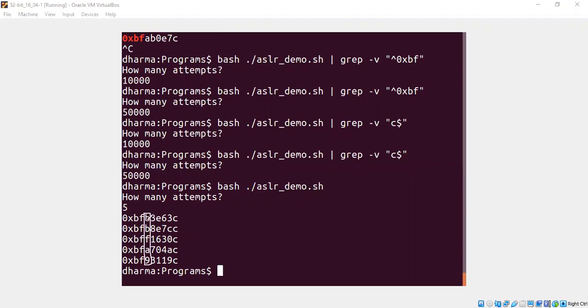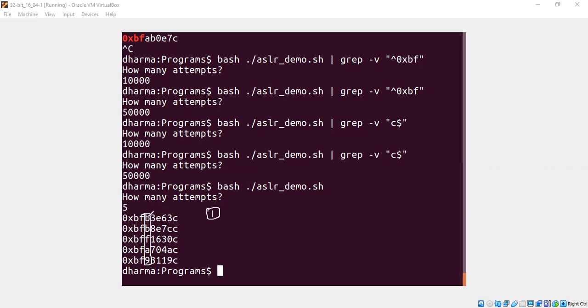First one is B, right? B means 11. 11 is clearly greater than or equal to 8. F is greater than or equal to 8. A is 10, greater than or equal to 8. 9 is greater than or equal to 8. What I'm trying to clarify is that the most significant bit of the second byte is always 1.